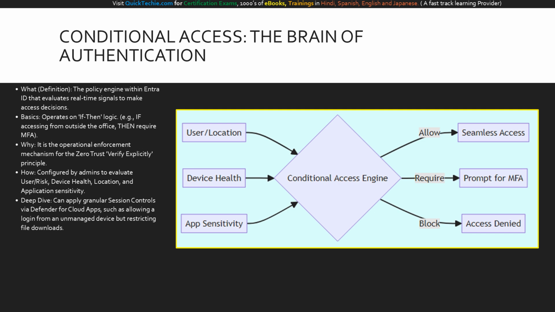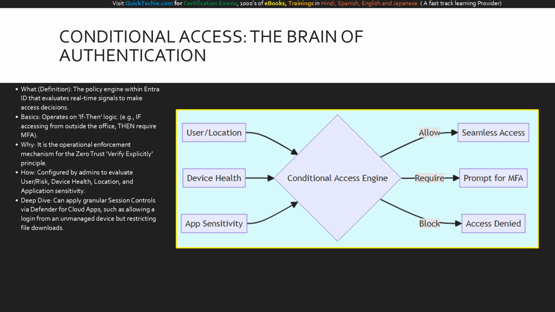Conditional access looks at the identity risk, the health and compliance of the endpoint device via Microsoft Intune, the geographic location, and the sensitivity of the app being requested. But it goes deeper than just allow or block. You can integrate it with Microsoft Defender for Cloud Apps to enforce session controls. For instance, if an executive logs in from a personal, unmanaged iPad, conditional access can allow them to read emails via the web browser, but strictly block them from downloading attachments, perfectly balancing productivity with data security.